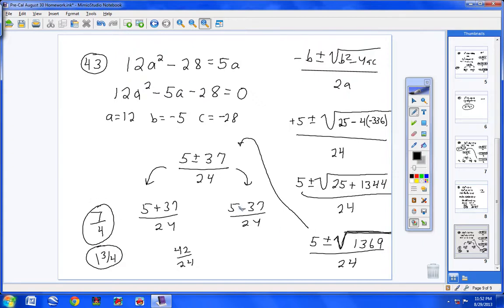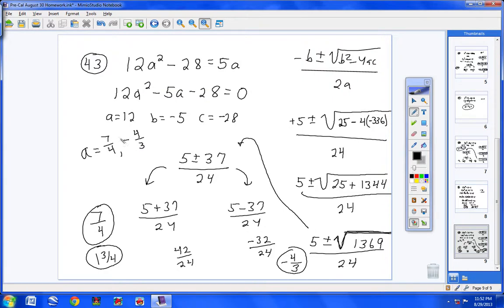Now let's come over here. 5 minus 37, use a calculator if you need to, that's a negative 32 all over 24. Now 8 goes into both of these numbers, and 8 goes into 32 4 times, and 8 goes into 24 3 times. So negative 4/3 is your other answer. You could put negative 1 1/3 if you wanted to, or negative 1.3 repeating. But either way, here are your answers. I'm going to use improper fractions. So a equals 7/4, comma, negative 4/3.